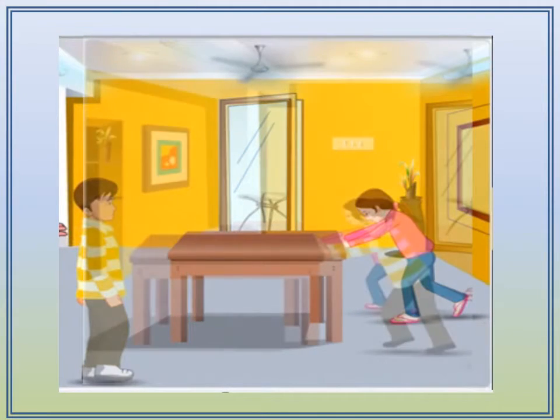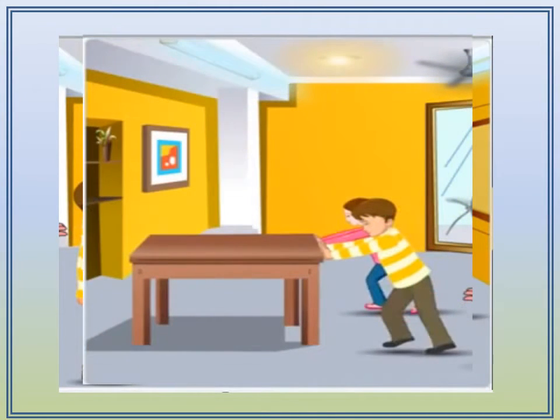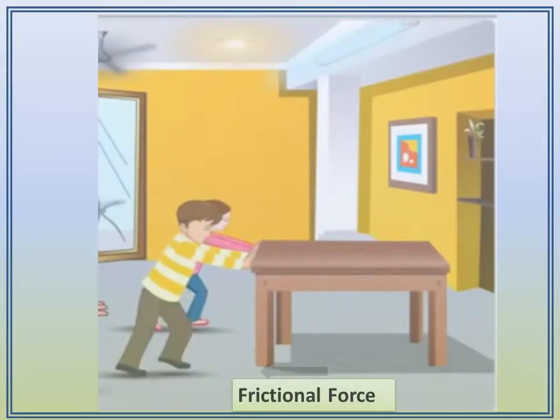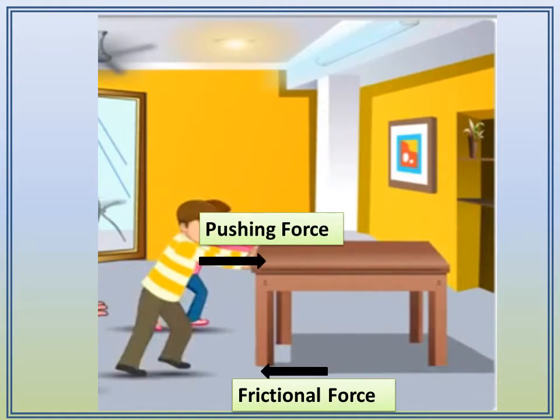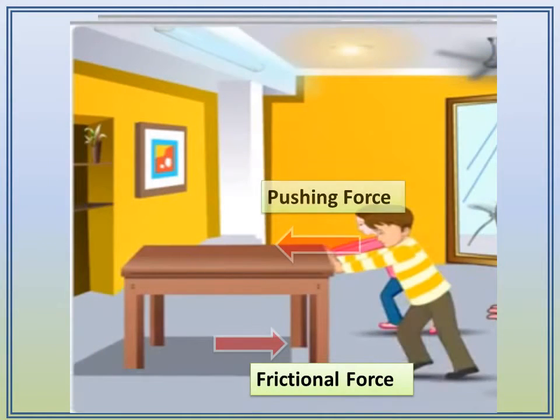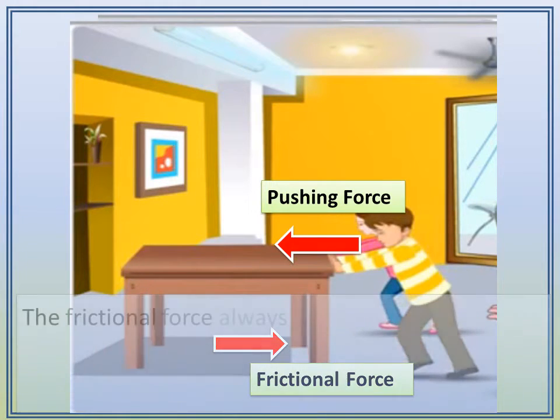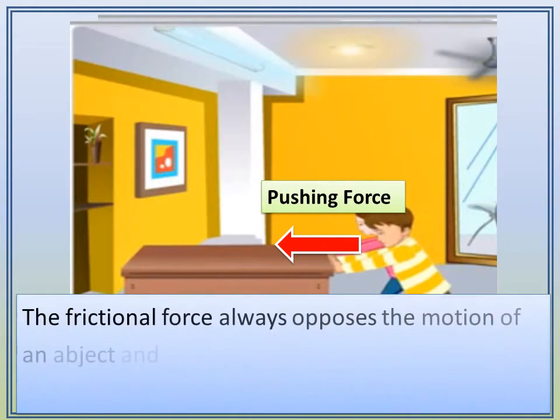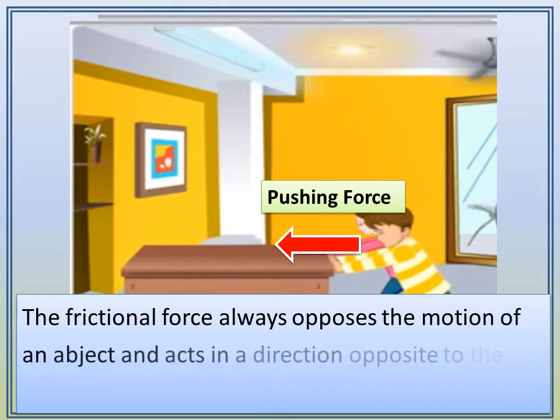This happens as a sufficient amount of force has been applied to the box, which helps to overcome friction, and the box starts moving. When we push this box from left to right, the frictional force acts in the opposite direction, from right to left. In the same way, when we push the box from right to left, the frictional force acts from left to right. Therefore, the frictional force always opposes the motion of an object and acts in a direction opposite to the force applied.